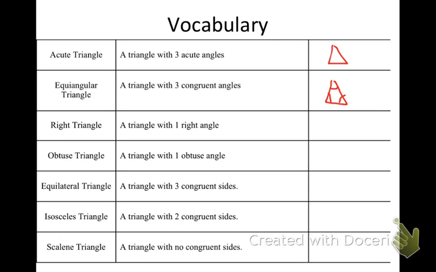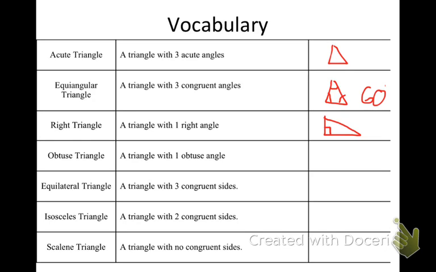If it's an equiangular triangle, what are the angle measures all going to be? If it's an equiangular triangle, all the angle measures are 60 degrees. All of them would be 60 degrees. Nice job. A right triangle is a triangle with 1 right angle. What denotes a right angle? A little square in the corner.